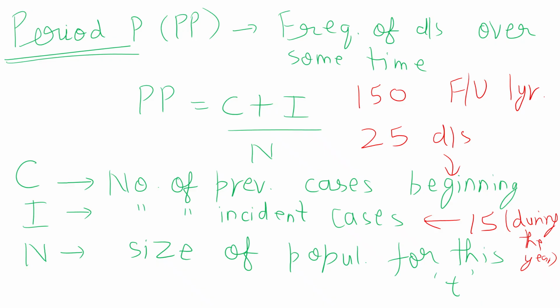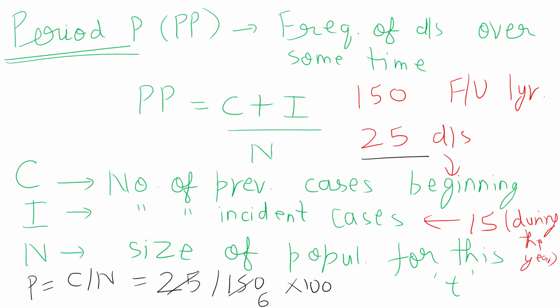So first I'll be talking to you about point prevalence. You know the formula, right? P is equal to C by N. So what is C here? 25. That is the prevalence that I told you, right? And the total population is 150. 25 by 150 into 100 is 17%.